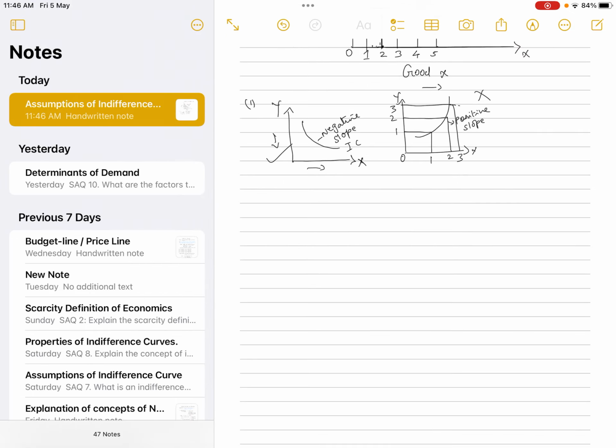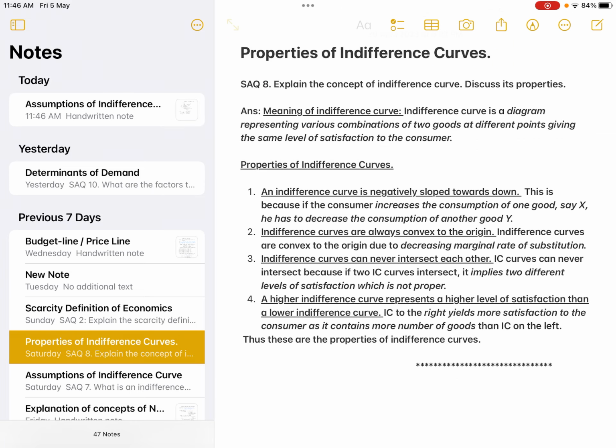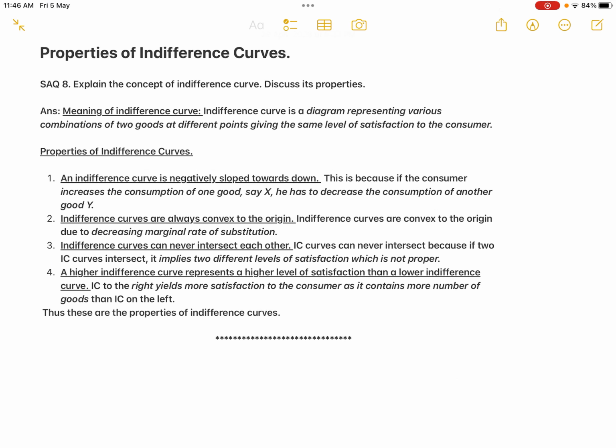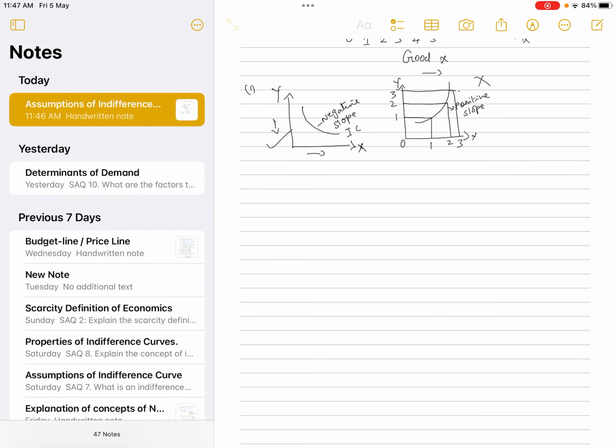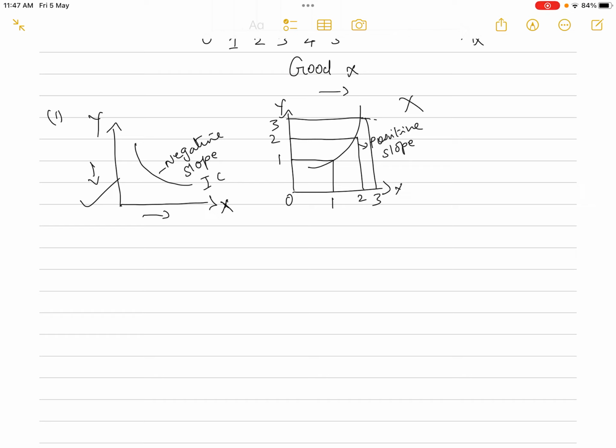Okay, now we will check out what is the second property of indifference curve. Okay, now the second property is indifference curves are always convex to the origin. So indifference curves are convex to the origin due to decreasing marginal rate of substitution. Okay, now let me again explain to you with the help of a diagram. So now what is happening? This is convex. The shape is like that. This is convex.